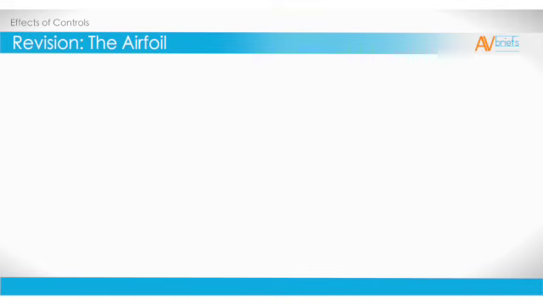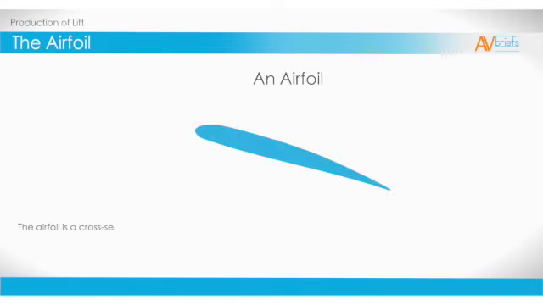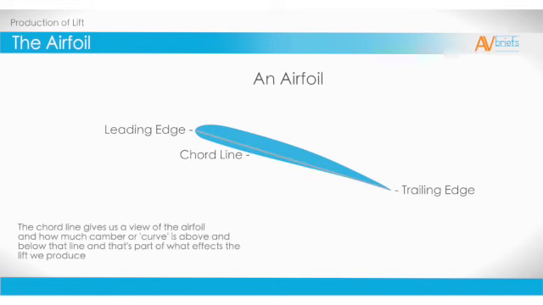Let's do some revision on the airfoil from our previous lesson, as it has a big part to play in this lesson. The airfoil is a cross-section of a wing. It has some parts we need to know about and understand. On the front of the airfoil is the leading edge. On the rear of the airfoil is the trailing edge. When we join the leading edge with the trailing edge, we create a chord line. The chord line gives us a view of the airfoil, and how much camber or curve is above and below that line, and that's part of what affects the lift we produce.